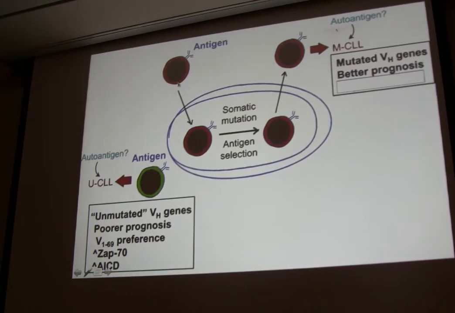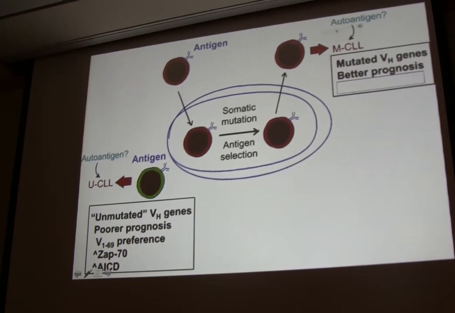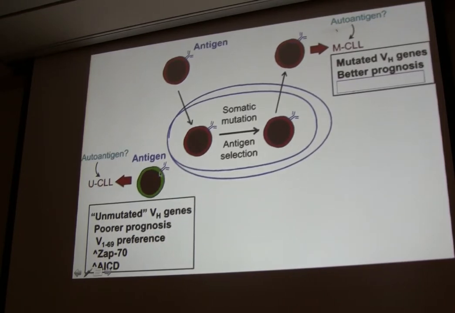So there's a cell that by chance goes into this part, which is called the germinal center. The germinal center is part of your body. If the B cell goes through there, it becomes mutated. It sees different antigens, and then it comes out as a mutated CLL cell, and it doesn't really bind an autoantigen as well. There is also an unmutated CLL cell that does not go through the germinal center. So these two cells have a different fate.